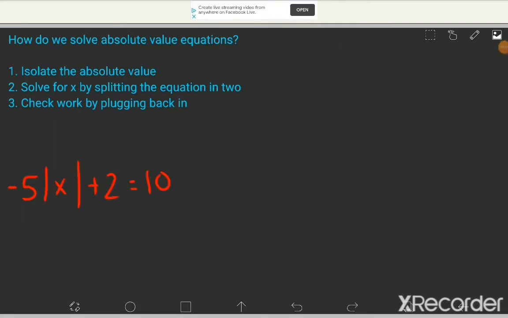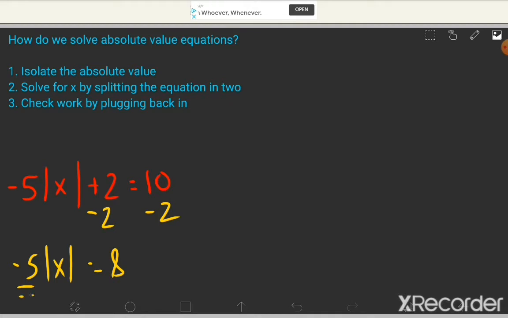Here is the second example. We have negative 5 times the absolute value of x plus 2 equals 10. First we're going to isolate the absolute value by subtracting 2 on both sides. And we'll get negative 5 times the absolute value of x equals 8. And then we will divide by negative 5 on both sides. And we will get the absolute value of x equals 8 divided by negative 5.